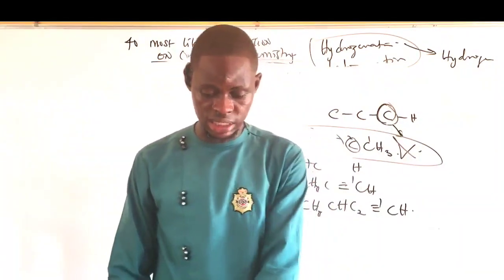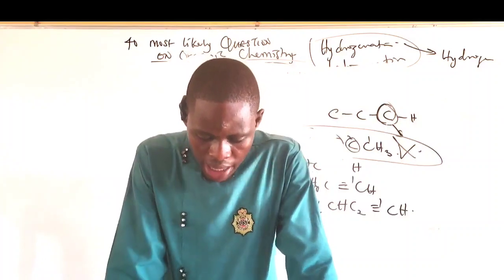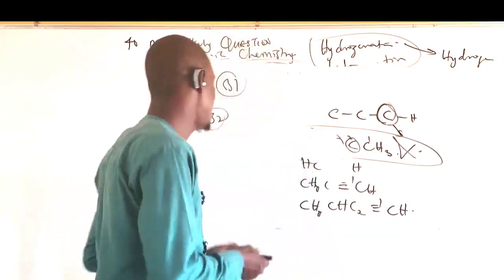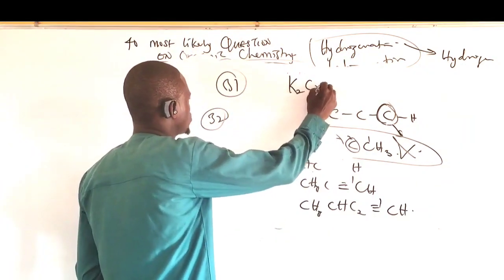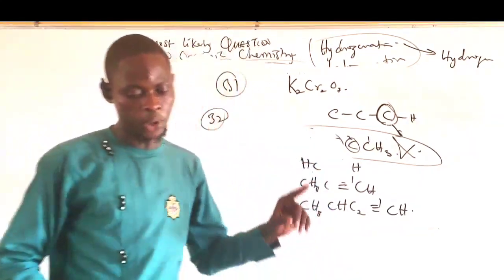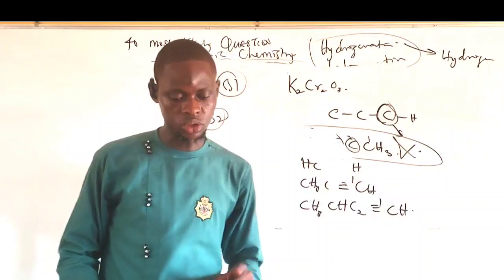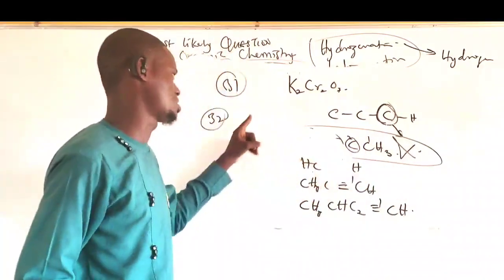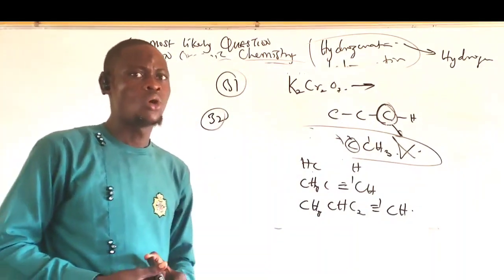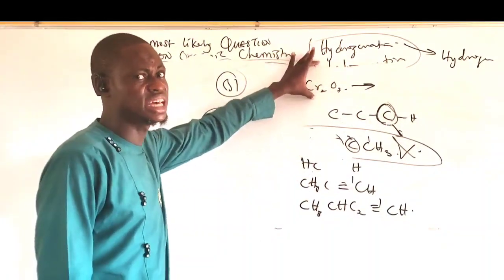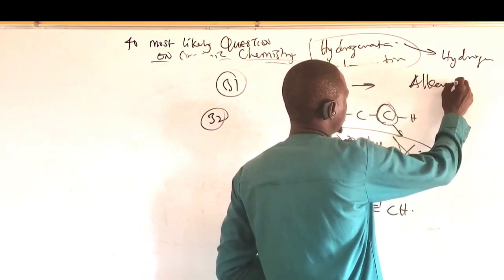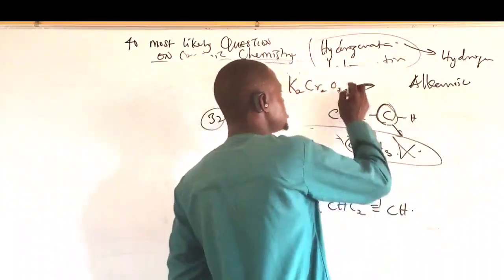Now let's take a look at question 33. They said, ethanol reacts with excess acidified K2Cr2O7. When ethanol reacts with this, to produce what? Now, take note of this. When ethanol reacts with this in excess, this is an oxidizing agent. When ethanol reacts with any oxidizing agent in excess, its final product will be what? Alkanoic acid. That is when it is in excess.